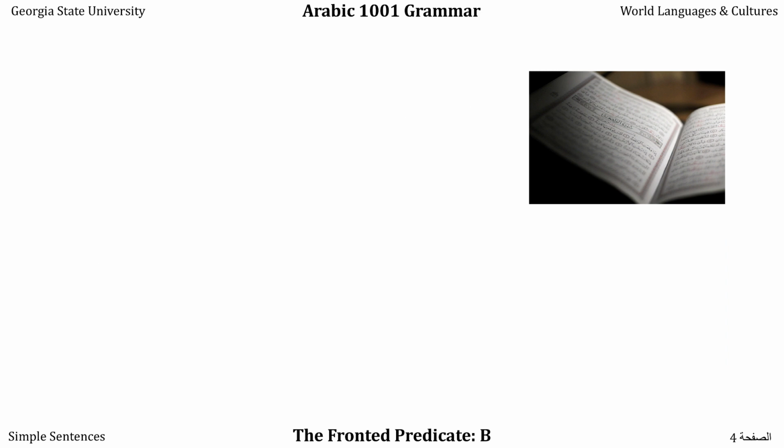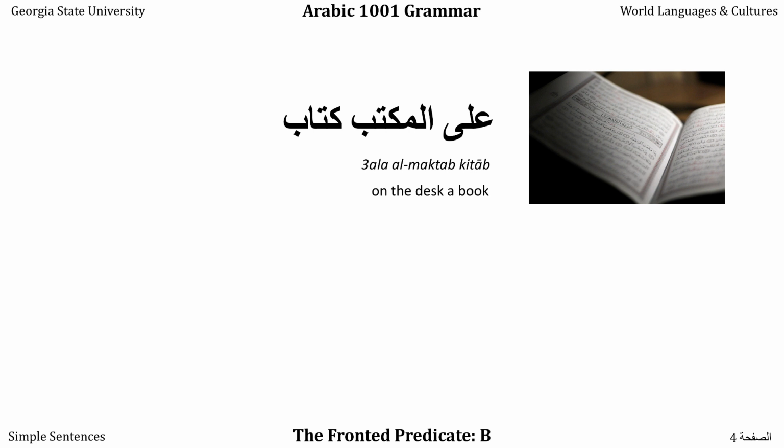But in this lesson, we're going to add something to this. We're going to reverse the predicate and subject of the sentence. We're going to say ala al-maktab kitab, on the desk a book. And what we mean by this is there is a book on the desk. In formal Arabic, we do not have a word for there is, there are. Most of the dialects do, but in formal Arabic we don't. We express there is, there are by placing the prepositional phrase of the predicate first in the sentence, hence the name fronted predicate. In Arabic we call it al-khabar al-muqaddam, the advanced predicate.